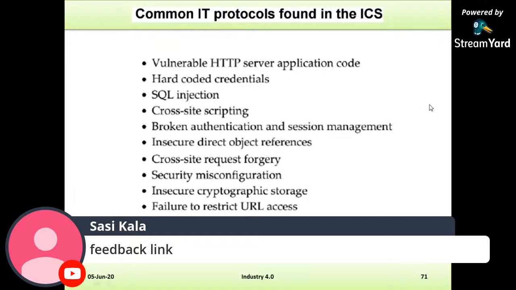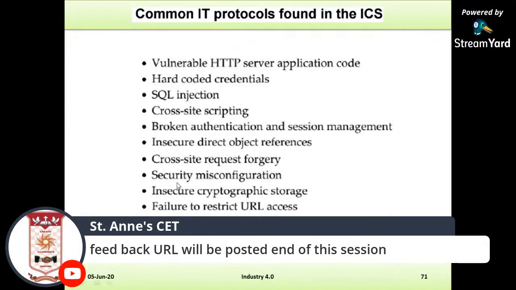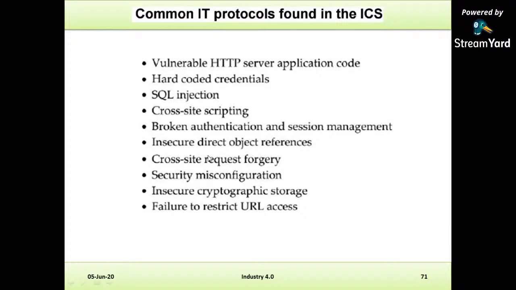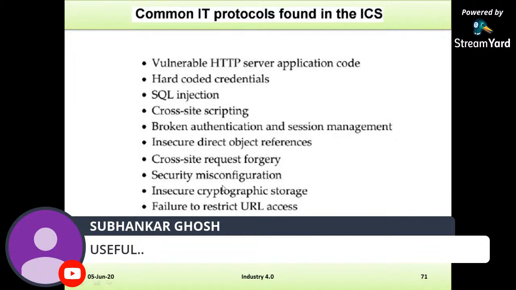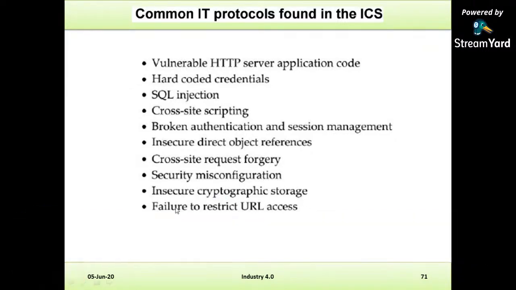Here, what kind of common IT protocols are found in the ICS? These are the various types of IT protocols and vulnerabilities we are going to utilize: HTTP, HTTPS, hard-coded credentials, SQL injection, cross-site scripting, broken authentication, insecure direct object references, cross-site request forgery, security misconfiguration, insecure cryptographic storage, failure to restrict URL access. So these are the common IT protocols found in the ICS, the industrial control system.